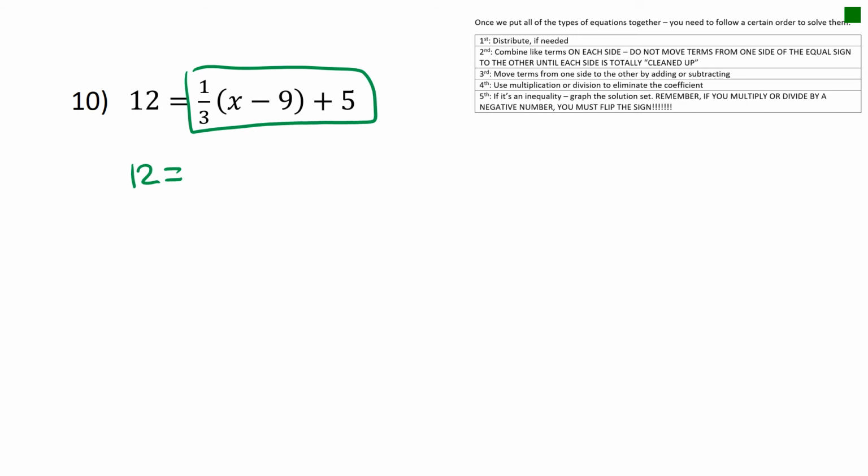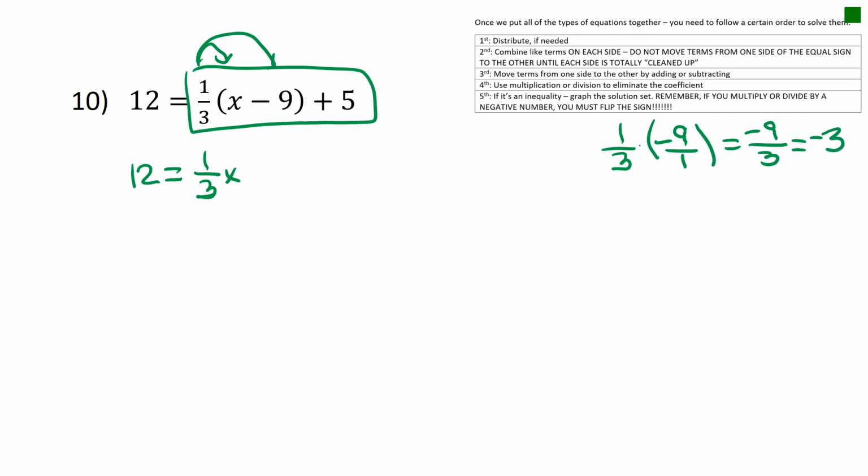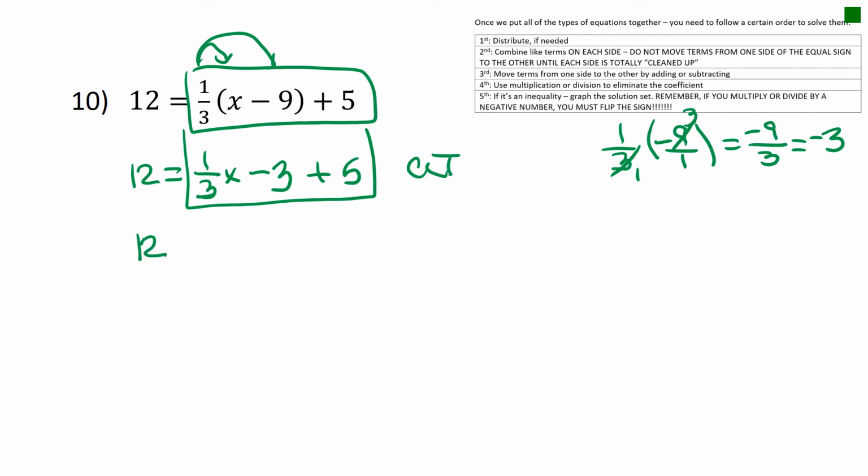So 12 is equal to, I know fractions, ooh, scary. You can do it. 1/3 times x is 1/3 x. 1/3 times -9, that's -9 over 1. Either multiply straight across and then divide, or do the canceling, and you're going to get -3. Then remember, you still have a +5. Over here, I have to combine like terms. So I'm going to leave the 12 that equals the 1/3 x. -3 plus 5 is +2.